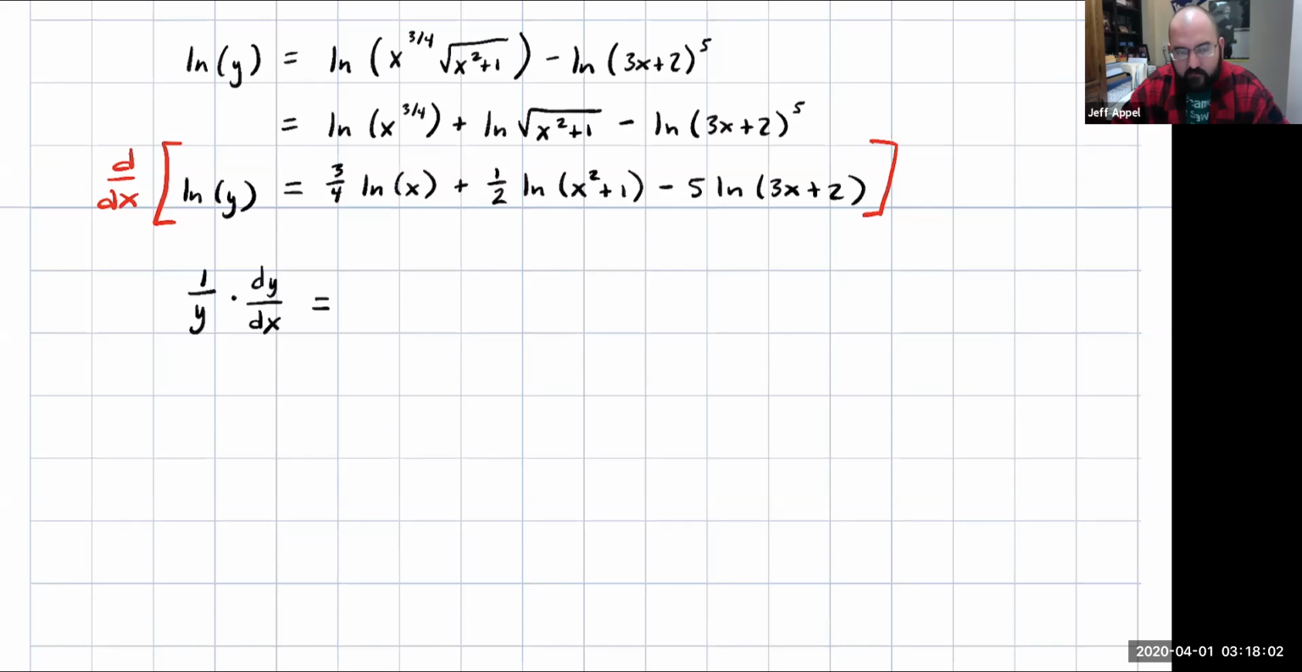So our first term is 3/4 times the natural log of x. Well, the 3/4 is a constant, so I can just leave that out front. The derivative of natural log of x is just 1 over x. So I get 3/4 times 1 over x. That takes care of my first piece. The second piece is 1/2 times the natural log of x squared plus 1. Again, I have this constant out front of 1/2. I'm just going to leave that there. I don't have to mess with that. The derivative of the natural log of x squared plus 1 is going to be 1 over x squared plus 1. But then there's a chain rule element here.